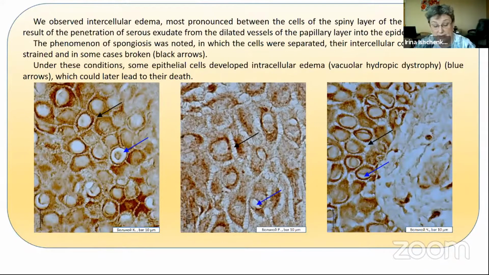We observed intracellular edema, most pronounced between the cells of the spinous layer of the epidermis, as a result of the penetration of serous exudate from the dilated vessels of the papillary layer into the epidermis. The phenomenon of spongiosis was noted, in which the cells were separated, the intercellular connections were strained and in some cases broken. Under these conditions, some epithelial cells developed intracellular edema, which could later lead to death.